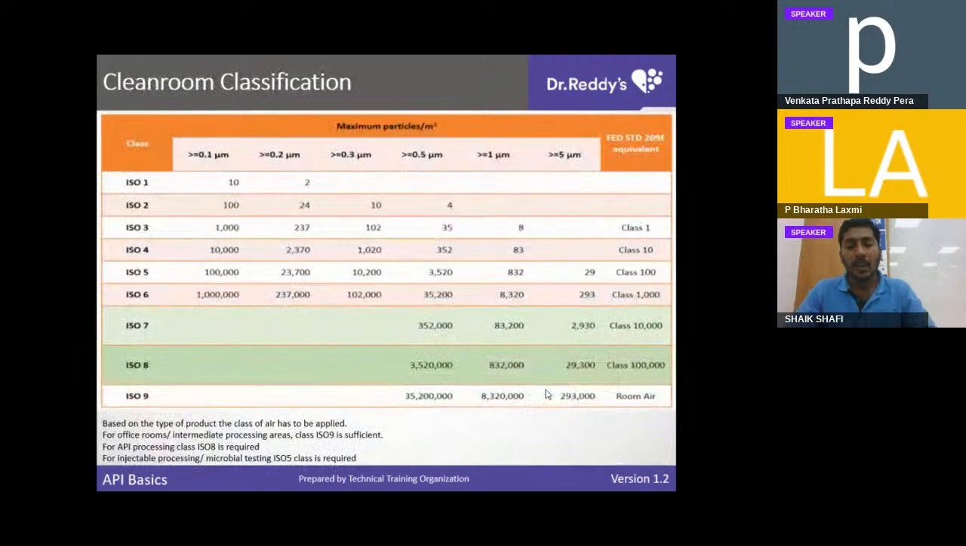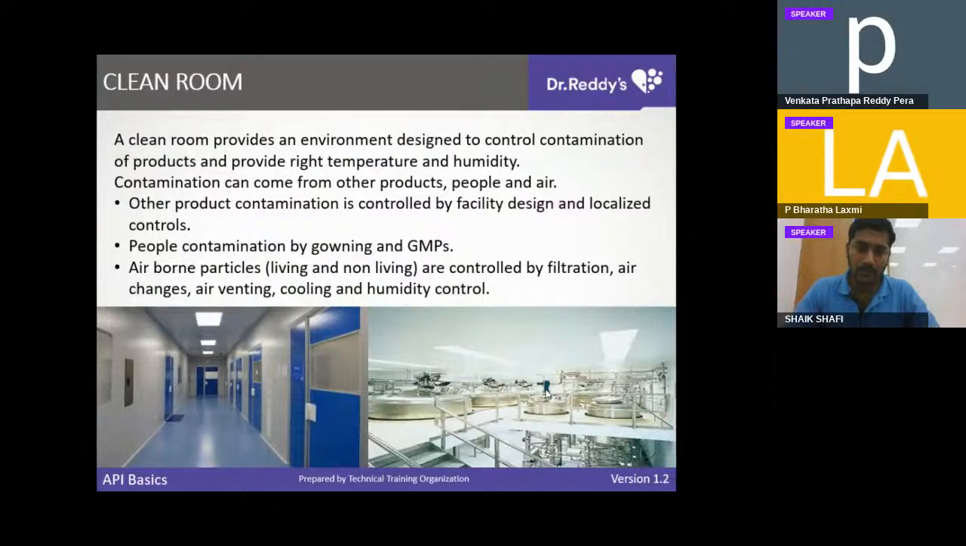Here we are monitoring the particles also. We have filters of 0.3 microns. The filter name is HEPA. HEPA means high efficiency particulate air filter. The micron size is 0.3, so particles larger than that will not come into this clean room. Air is filtered through HEPA, and we do microbiology monitoring also. This is about the clean room.